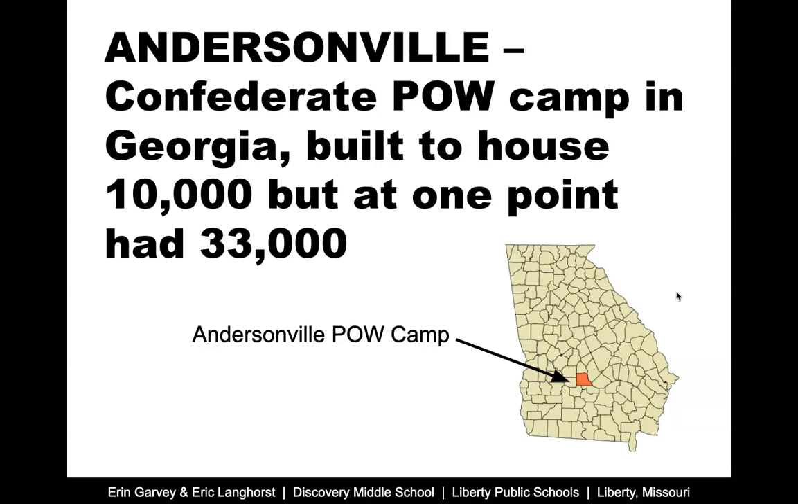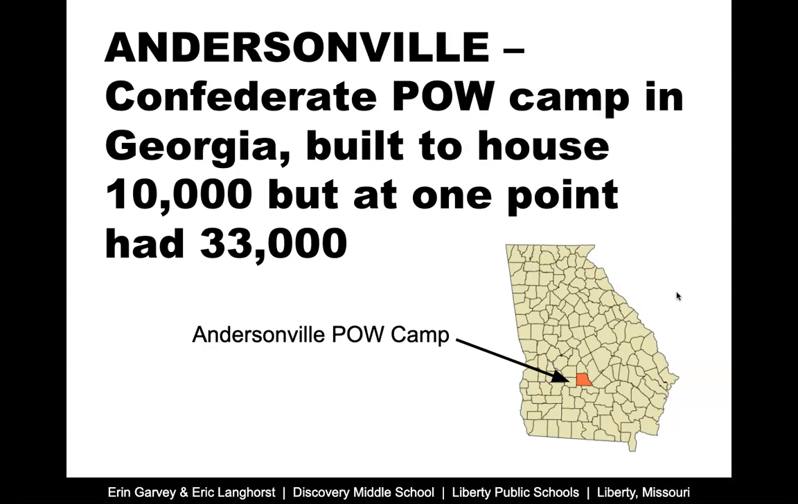Probably the most notorious was called Andersonville. It was kind of in the southern part of Georgia. It was built to house about 10,000 soldiers. At one point, they had about 33,000 prisoners of war from the Union side in that Confederate POW camp. So things were horrible. Disease spread very, very quickly.